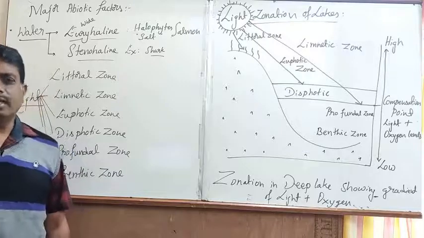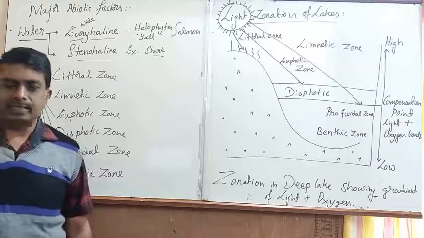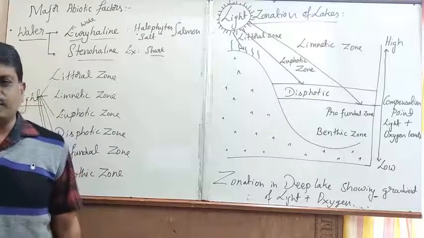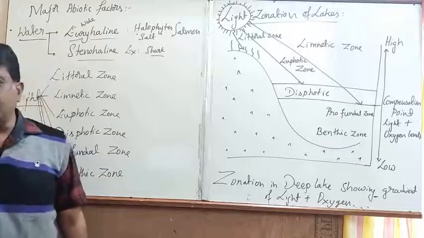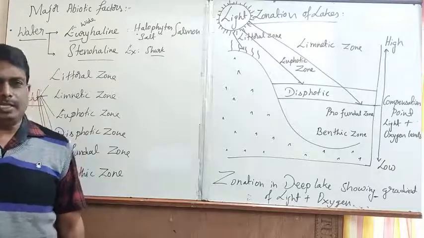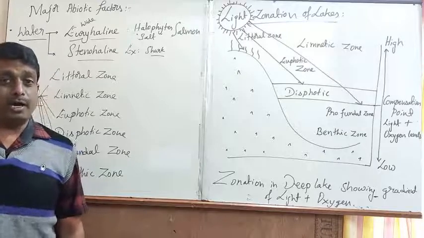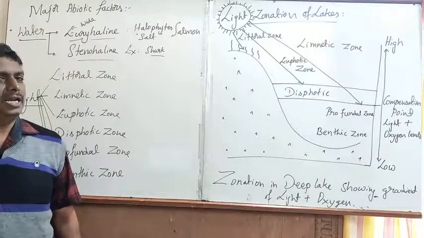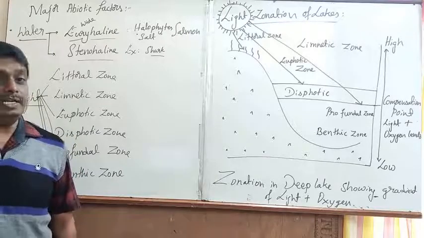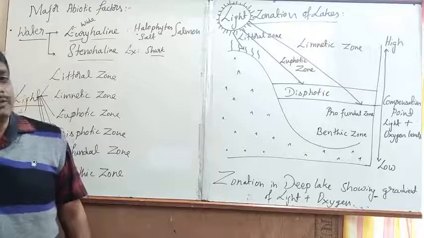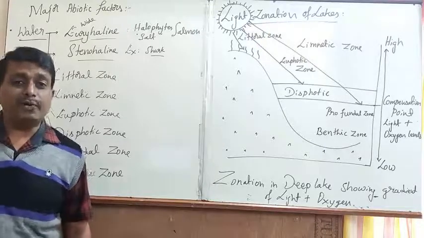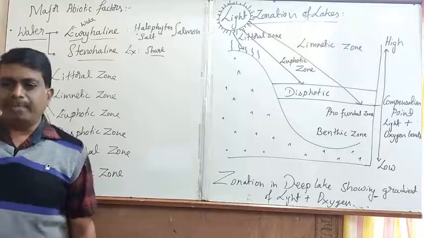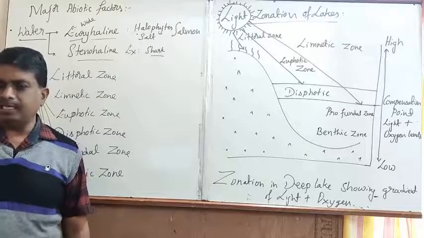With reference to the importance of light for plants, light is essential for photosynthesis, starting from algae to angiosperms, especially for the autotrophic mode of nutrition. In green plants, we need light. Through photosynthesis, light is converted into chemical energy in the form of glucose, based on the light intensity.